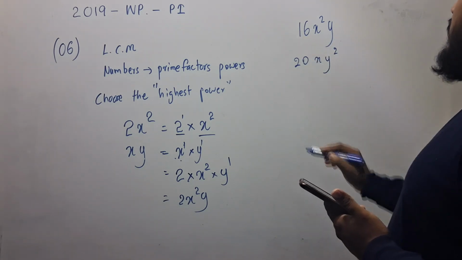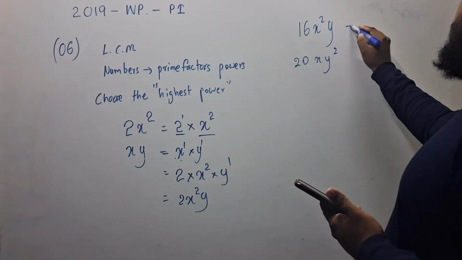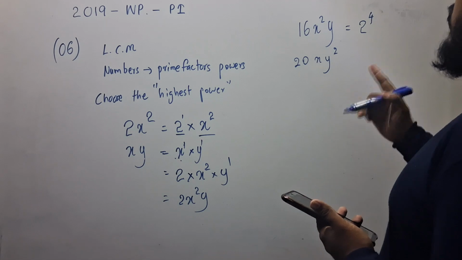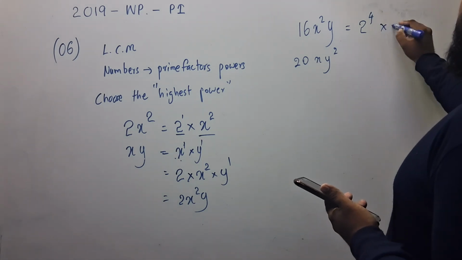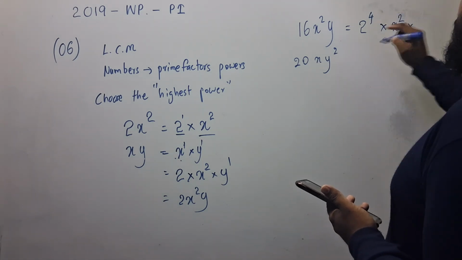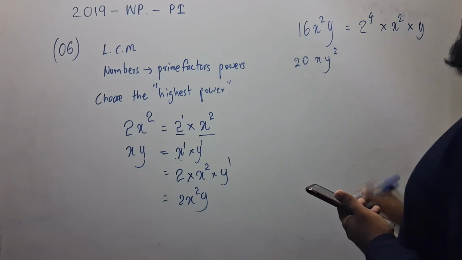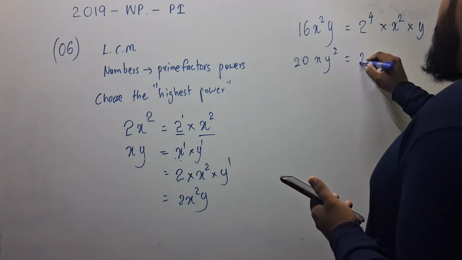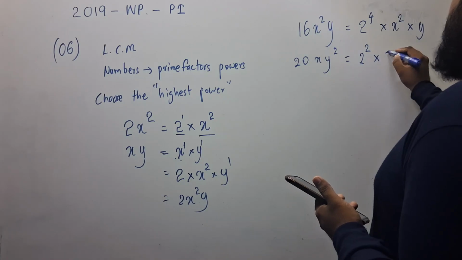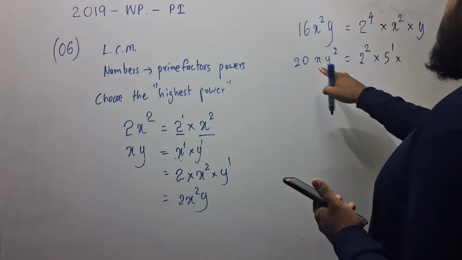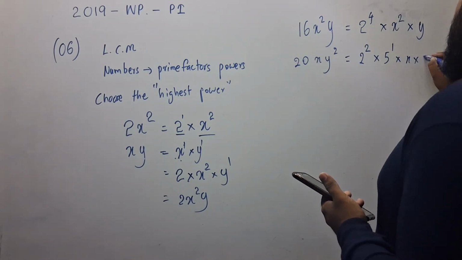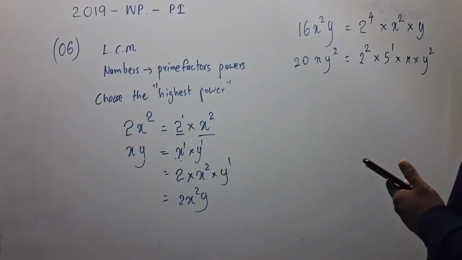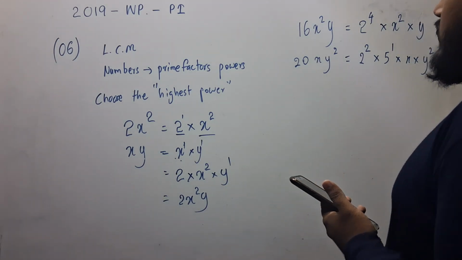This 16 can be written as 2 to the power 4, because 2 times 2 times 2 times 2 is 16, and x to the power 2 and y. This 20 can be written as 4 times 5, that means 2 to the power 2 times 5 to the power 1 times x times y square. Now I have to consider the highest powers.